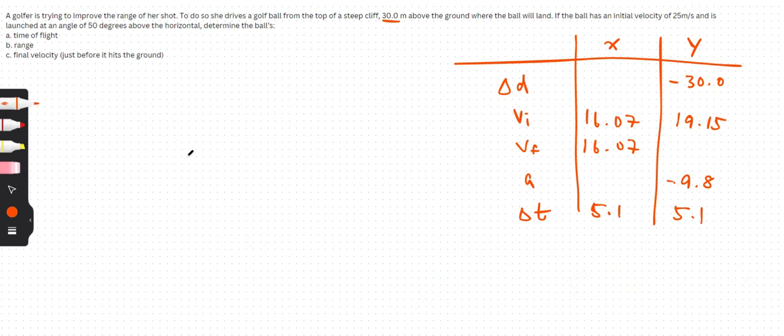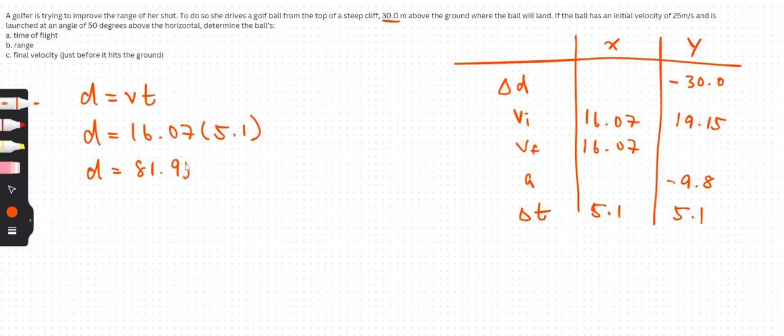Now the range, again, this is one of the easier parts of these questions because the x component doesn't have any acceleration. So you can just use the formula d equals vt. So v is 16.07 and t is 5.1. And if you do this, you're going to get 16.07 times 5.1, 81.957. And to round this to 2 sig fig, it's going to be 82 meters. And that's the range. And for fun, let's just add it right here, 82.